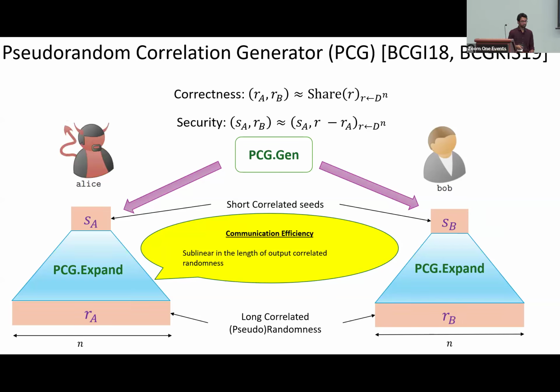Security says that if one of the parties, let's say Alice, is corrupt, then the joint distribution of the seed of the corrupt party with the output of the honest party is indistinguishable from the seed of the corrupt party jointly with the reverse-sampled output of the honest party.